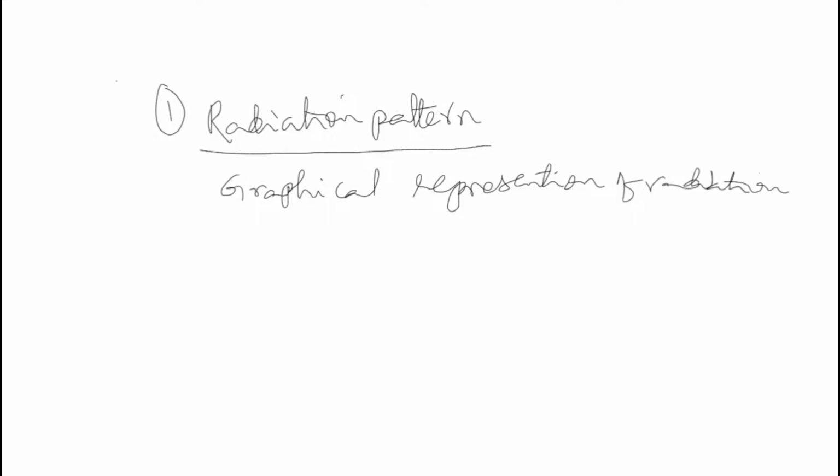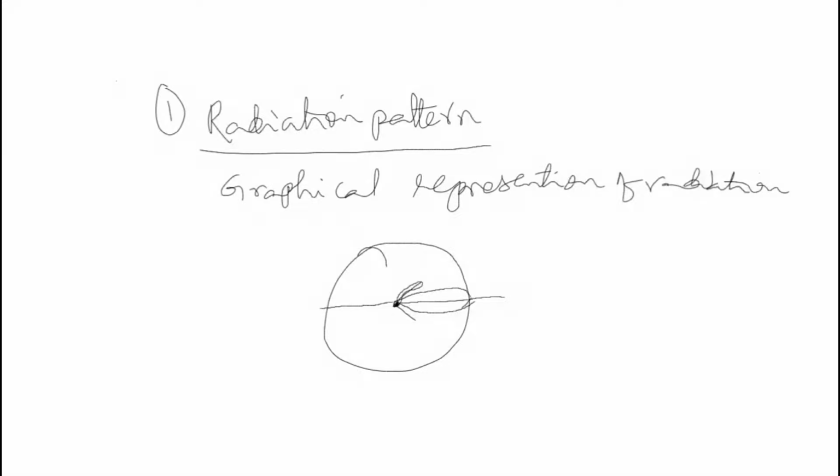In different directions means what? In 360 degrees. Let us say the antenna is placed here, at the center, and it is radiating in 360 degrees. Let us say the antenna is radiating maximum in this direction and minimum in this direction. Maximum in this direction is represented by the major lobe.